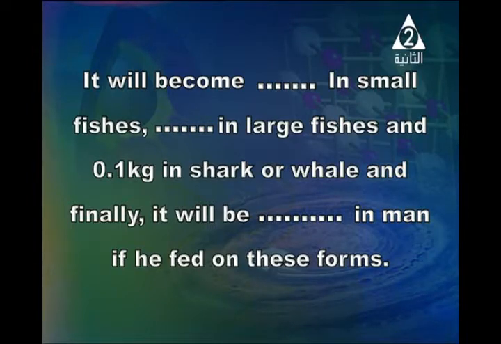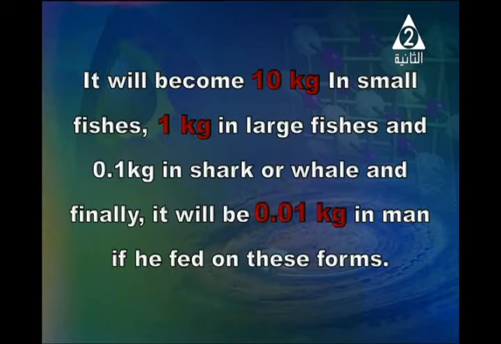As you see, my dear students, it will become only 10 kilograms in the third trophic level in small fish, 1 kilogram in large fish, 0.1 in shark and whale, and finally only 0.01 kilograms in man if he feeds on these. So we have only 0.01 kilograms in the last trophic level, and we started with 1,000 kilograms in the first trophic level.